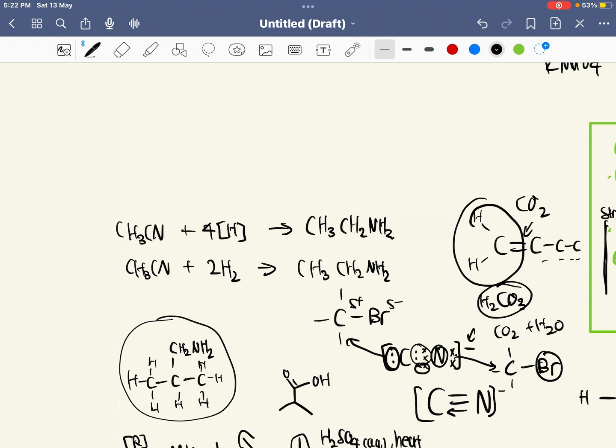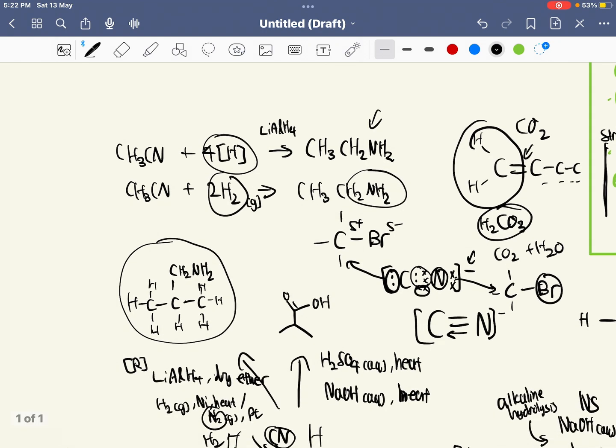If I use lithium aluminum hydride in dry ether, I make sure that I add 4 H atoms to get my primary amine. For hydrogen gas, I just use H2 gas, and then I will get my primary amine as well. So it's the same reaction.